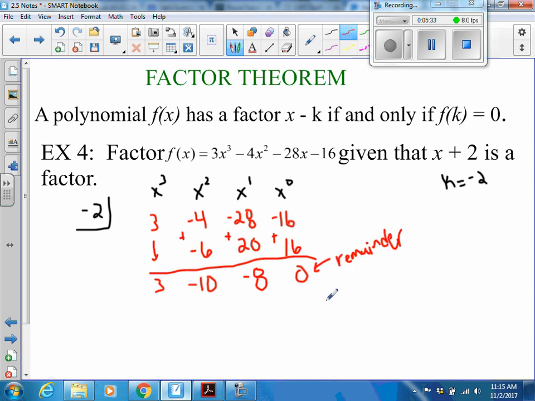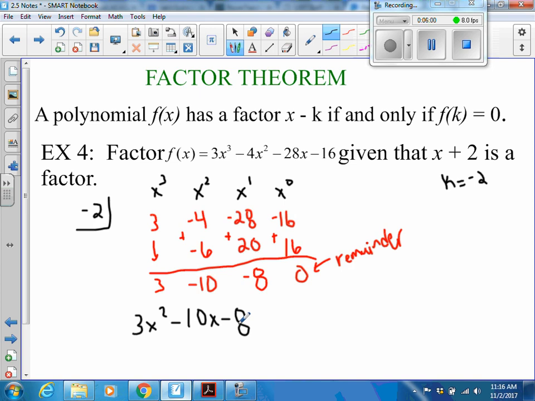Now, just like we did last time, we do have to use our coefficients here to write our polynomial. Now remember, since we started with an x cubed, we have to go 1 degree less. So that means we start with x squared. So we're going to take the 3, that's going to be the coefficient of my first term, so I have 3x squared, minus, now we go to the next term, which is minus 10x, minus 8.